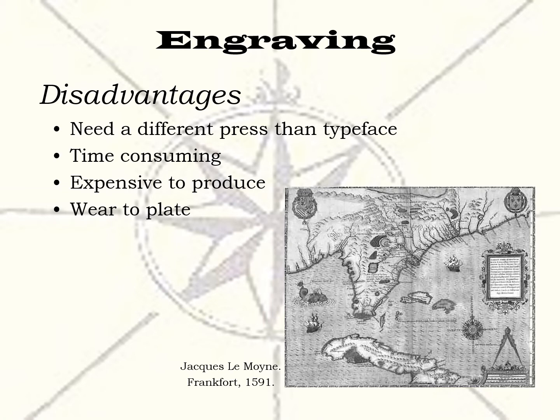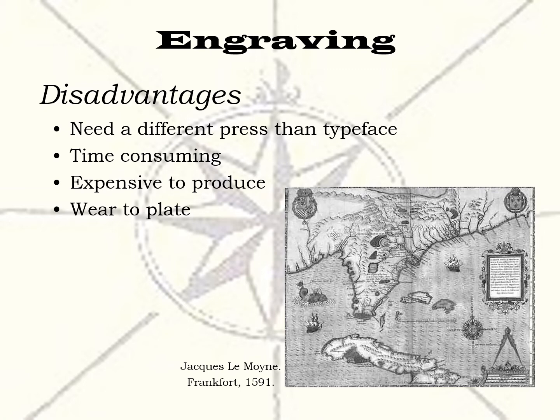There were, of course, also disadvantages to using engraving for maps. One of the main ones was the need to use a different press than that used for books with typeface. Then it was fairly time-consuming to engrave a plate. It's been estimated it took about 1 day to engrave 1 square inch for an elaborate map, so it could take about 2 months or so to engrave a folio map.